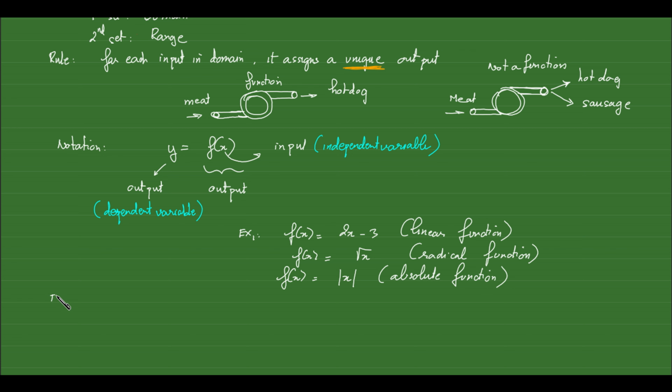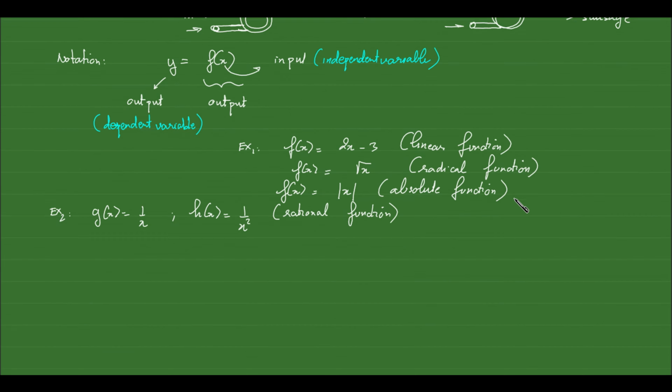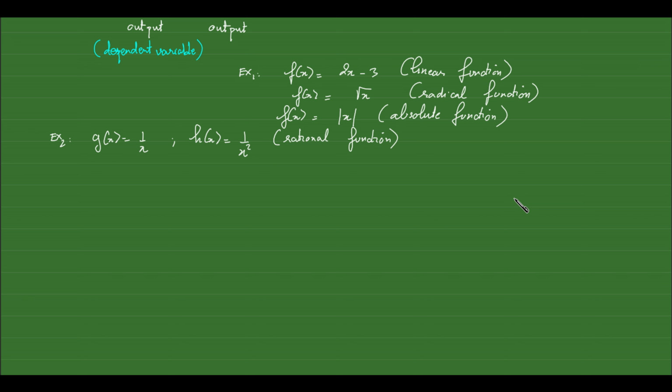Or I can give you something like this. g of x equal to 1 over x. Or h of x equal to 1 over x squared. Both of these are rational functions. There are so many different types of function. I cannot list everything out, but these are typical examples of functions we're going to focus on in this class.